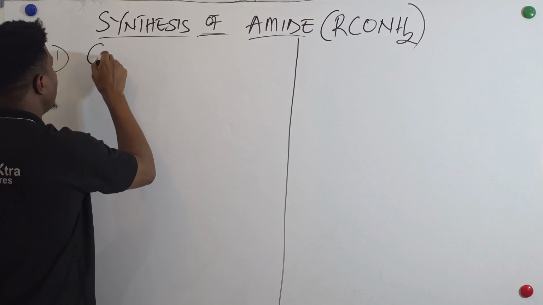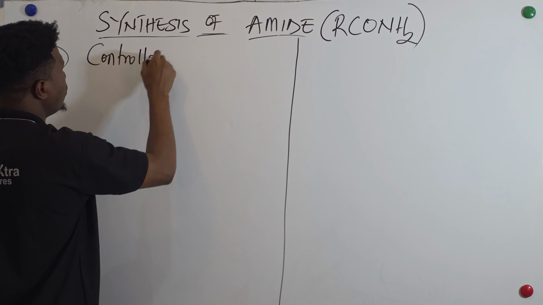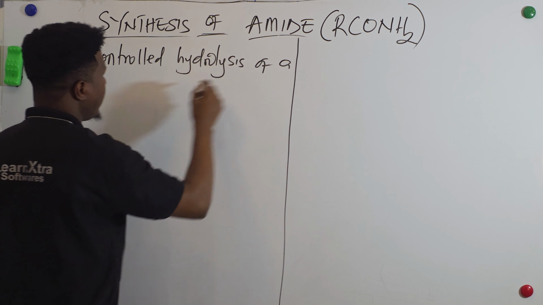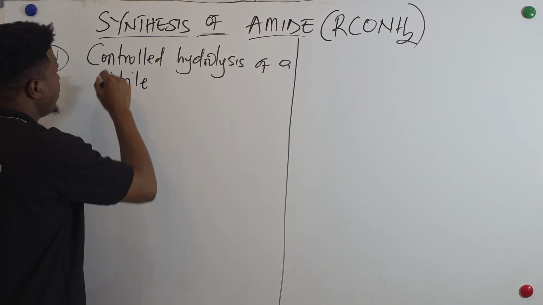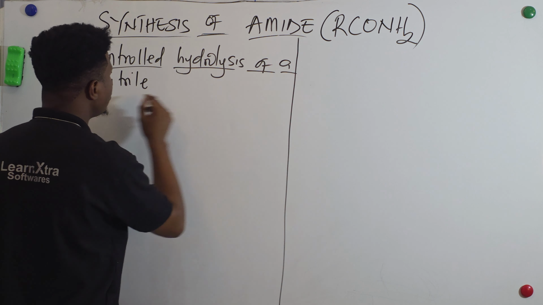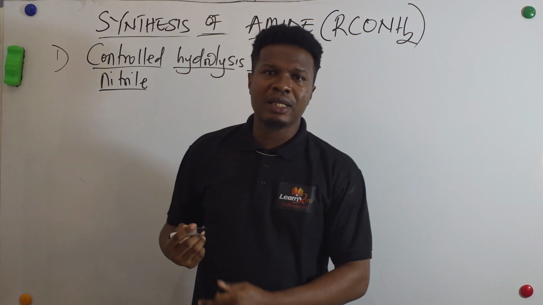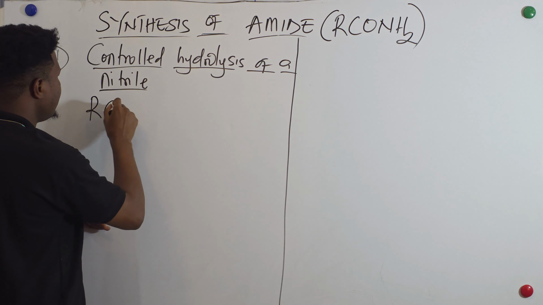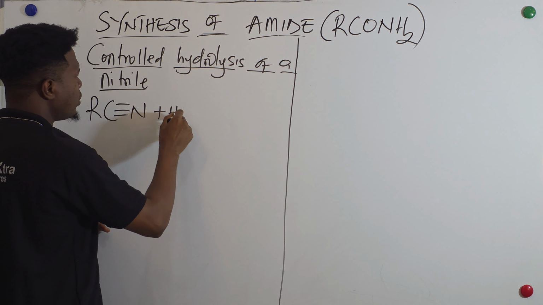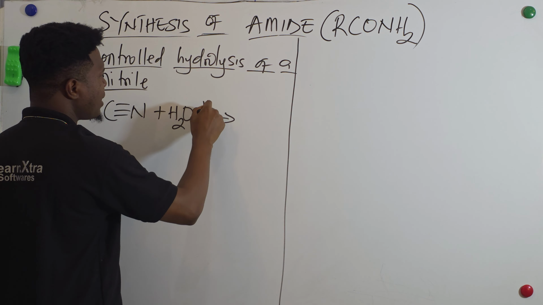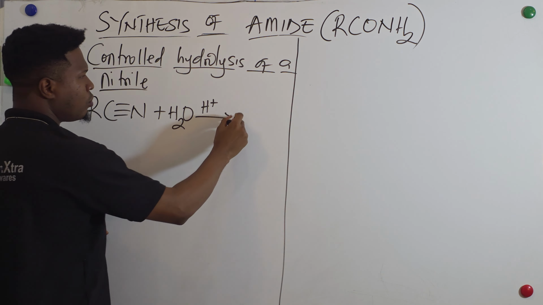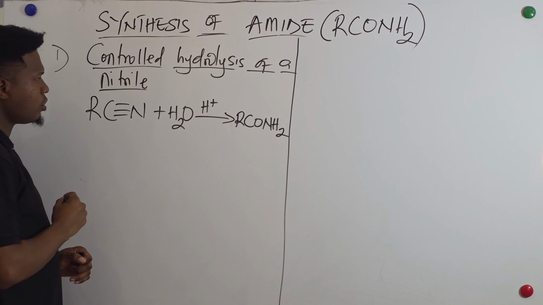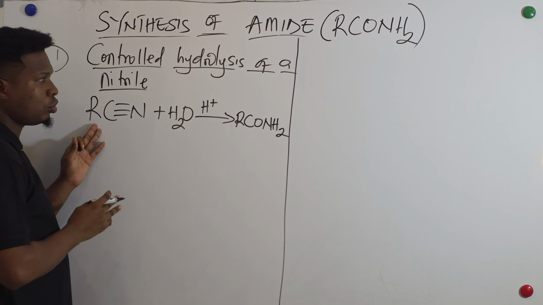Okay, so controlled hydrolysis of a nitrile. The hydrolysis is controlled because if you don't control it, the reaction will end up giving you a carboxylic acid. So if you control the reaction at a certain point, a nitrile, which is something like this, when reacted with H2O in the presence of an acid catalyst, will hydrolyze to give you RCONH2. Okay, so that is what it's going to give you. So in this hydrolysis, which is controlled, you end up having what?